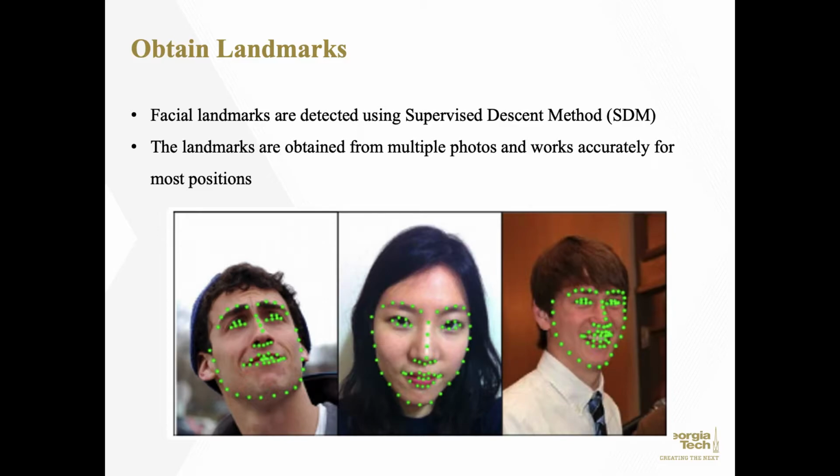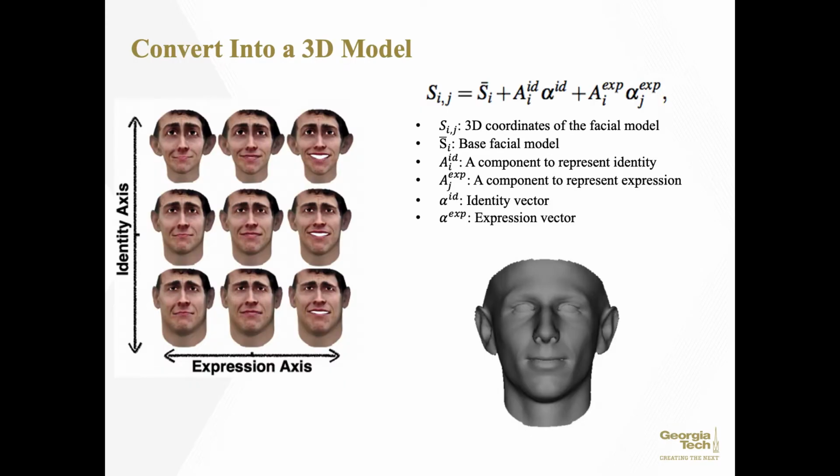For landmark extraction, the technique was created by Zhu et al. and was used due to its accuracy and performance. Landmark validation can be done manually or through an automatic system. In our case, though, we did it manually. Once you have those landmarks, you can convert it into a 3D model.